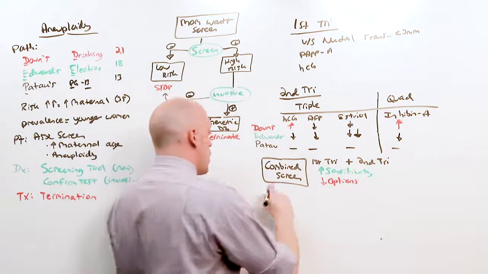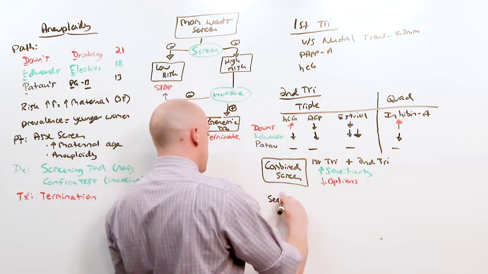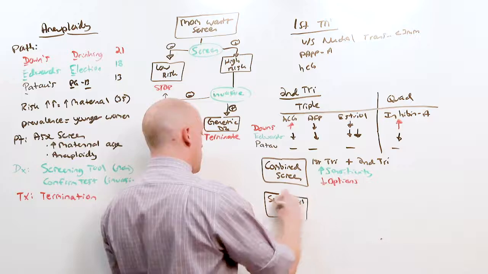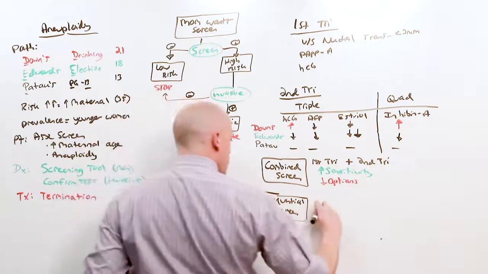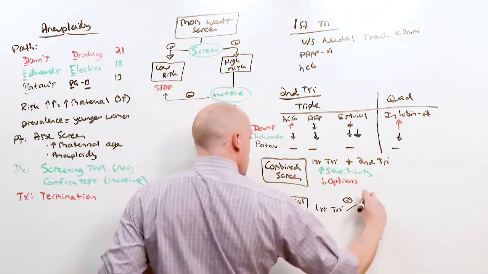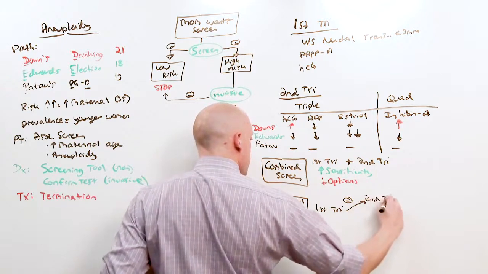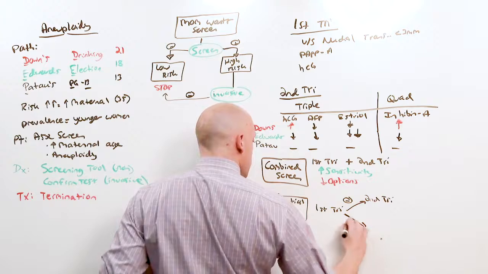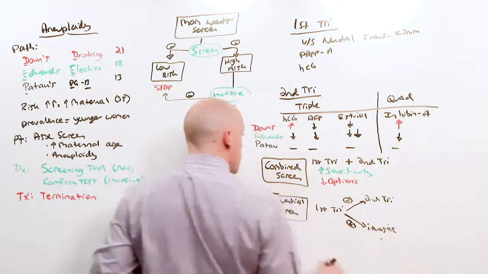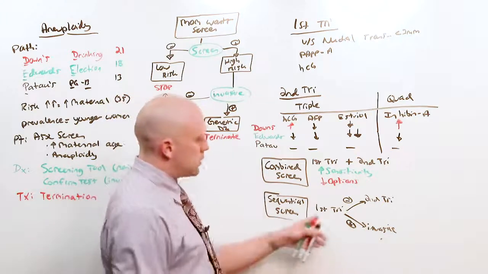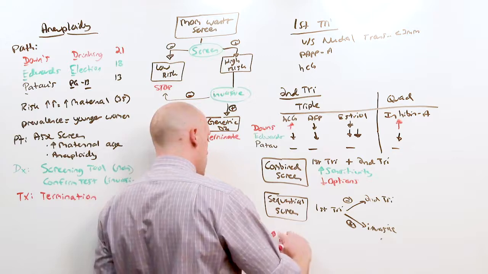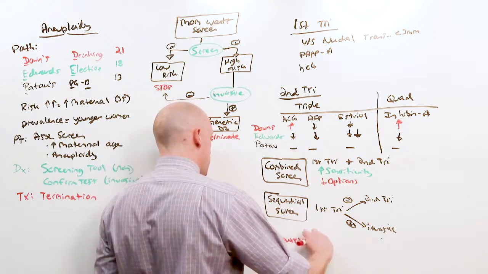If instead you do a sequential screen, where you do a first trimester screen, and if negative, follow it up with a second trimester screen. But if it's positive, go to invasive testing. If you do this, what you end up with is more moms getting invasive testing. You increase invasive procedures, which effectively increases fetal loss.